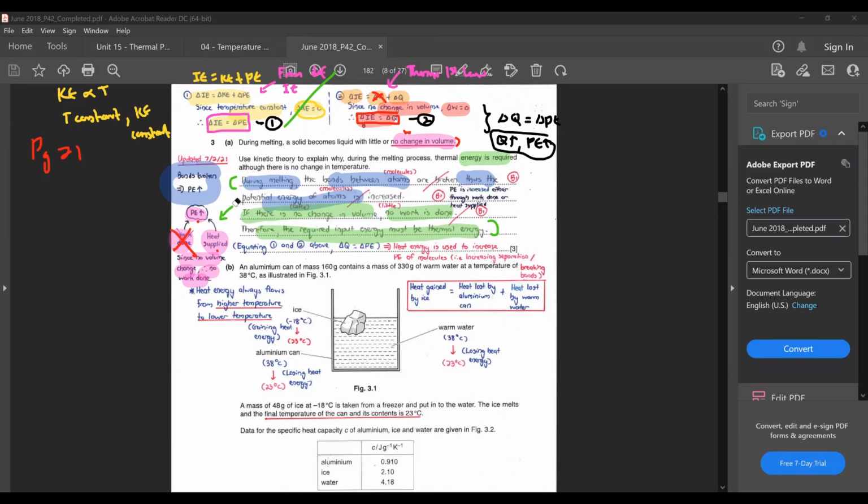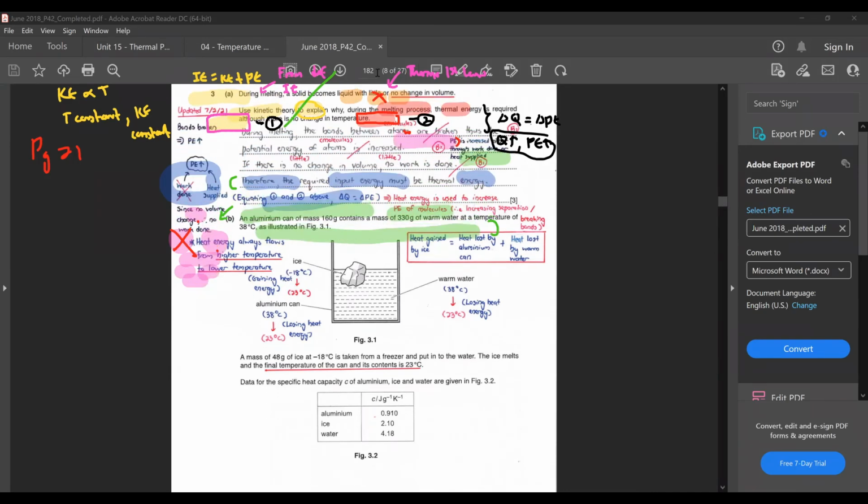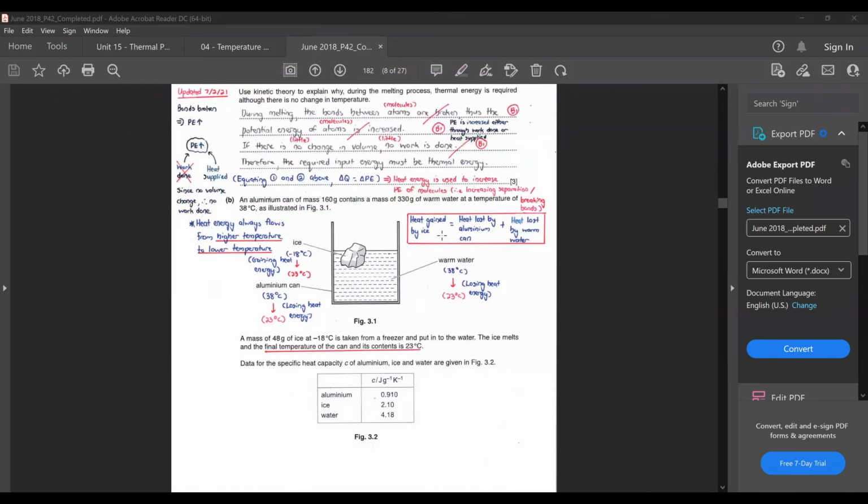Okay, so if this one is okay, then I go on to some questions that relate to heating and phase change. Okay, right. So let's have a look at the bottom part of your current question. Now here, you have an aluminum can of mass 160 grams that contains a mass of 330 grams of warm water at a temperature of 38 degrees as illustrated in the figure.